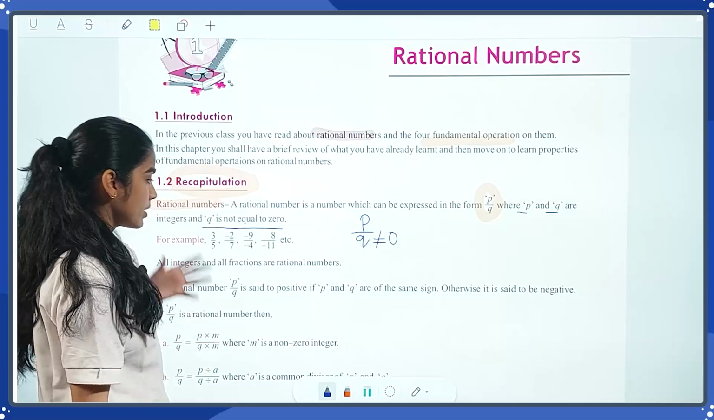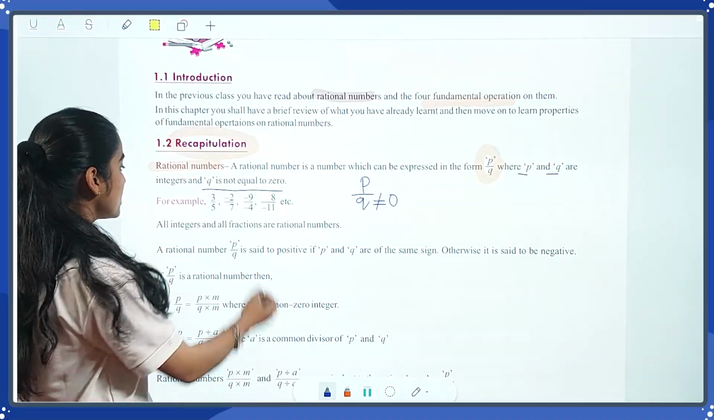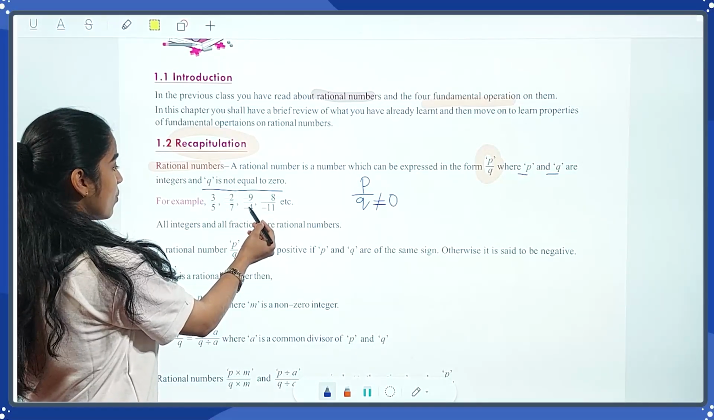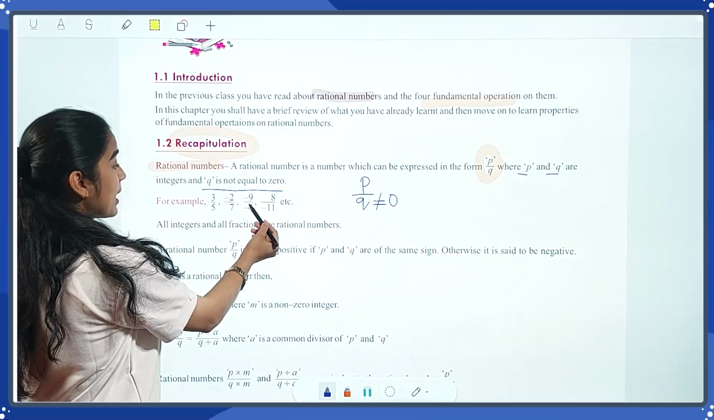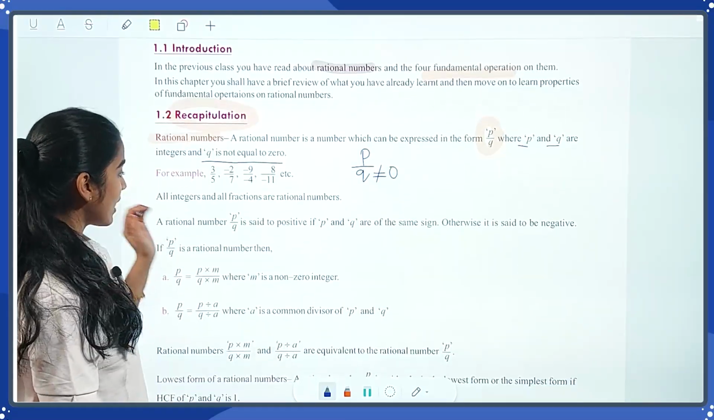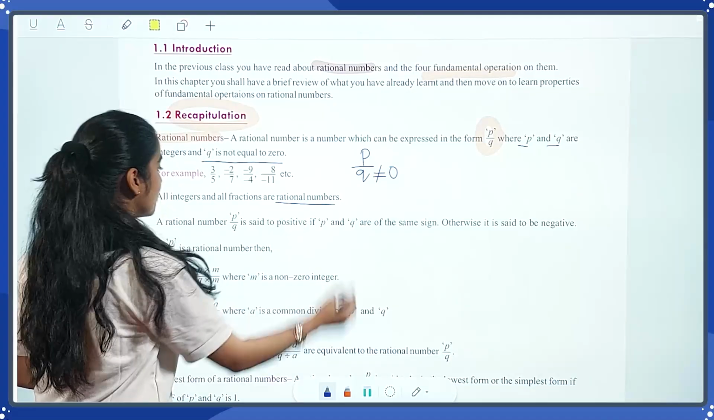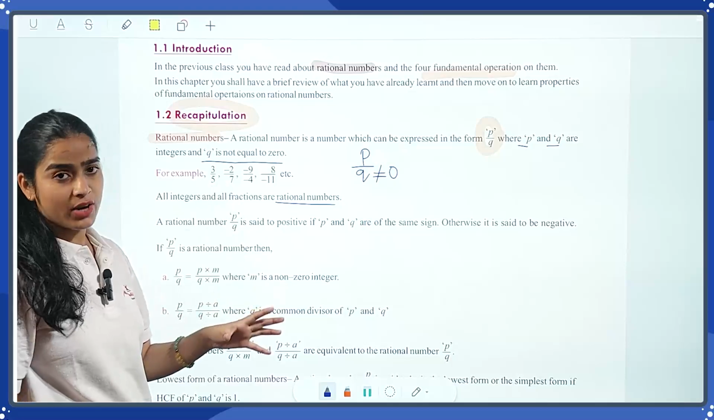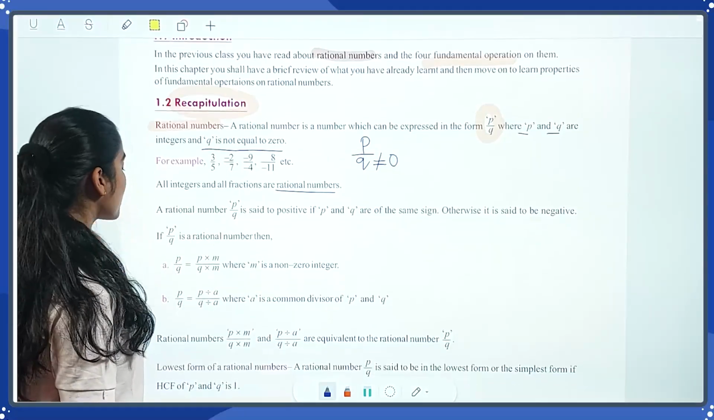Now we have some examples of rational numbers like 3 by 5, minus 2 by 7, minus 9 by 4, minus 9 by minus 4, 8 by minus 11, etc. All integers and all fractions are rational numbers. So what we understood here is that all integers and all fractions are rational numbers.